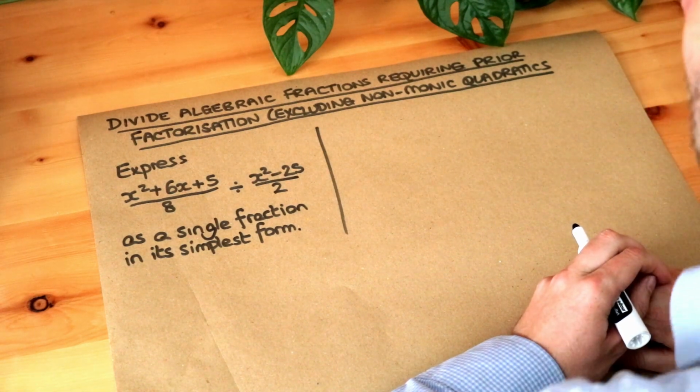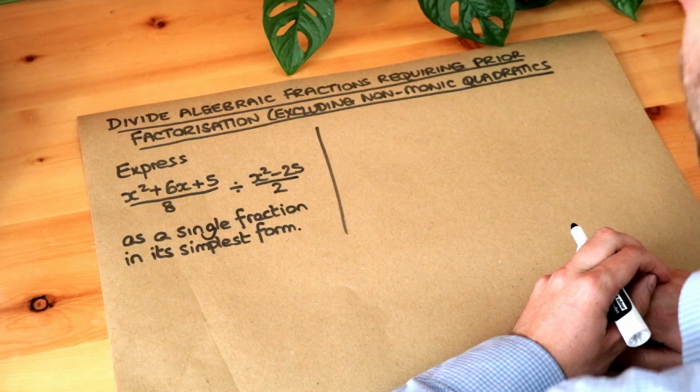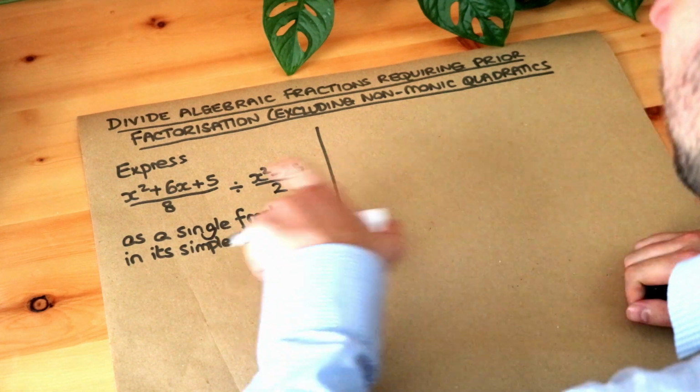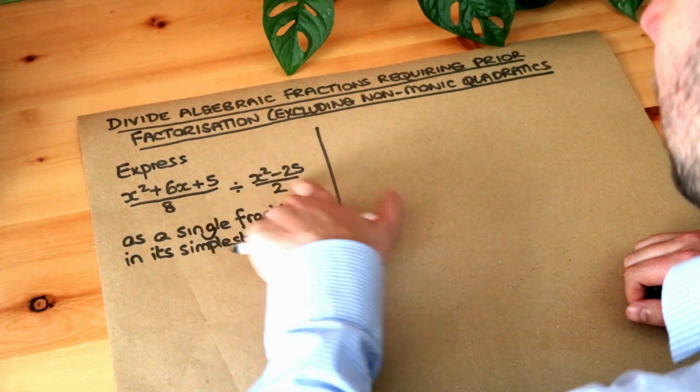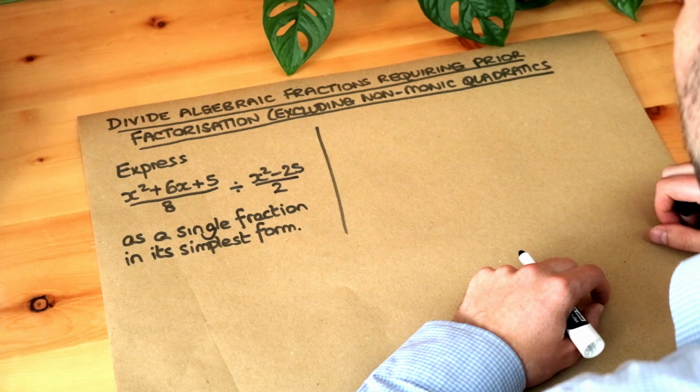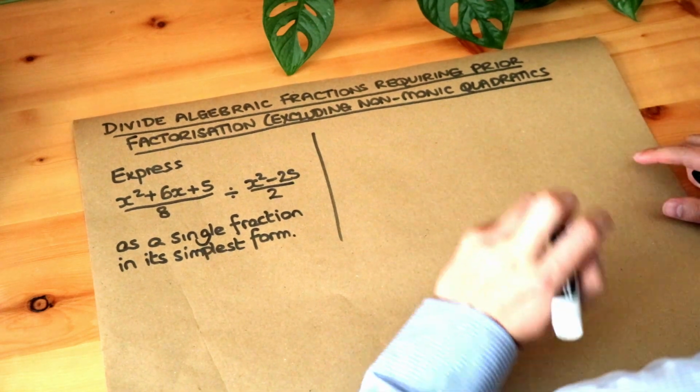This Dr. Frost video is on dividing algebraic fractions requiring prior factorisation, excluding non-monic quadratics. Now we just want to express this division of two algebraic fractions as a single fraction in its simplest form. Now let's remind ourselves how we divide normal fractions.